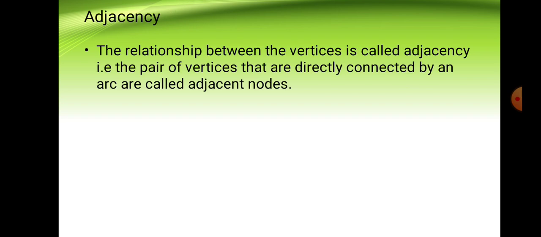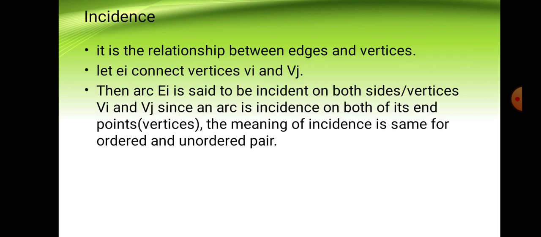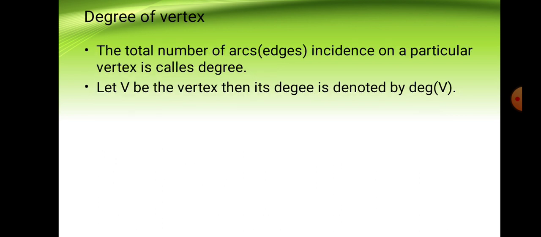Adjacency. The relationship between vertices is called adjacency. That is, a pair of vertices that are directly connected by an arc are known as adjacent nodes. Incidence. It is the relationship between edges and vertices. Let e_i connect the vertices v_i and v_j. Then the arc e_i is said to be incident on both vertices v_i and v_j. Since an arc is incident on both of its end points, the meaning of incidence is the same for ordered and unordered pairs.